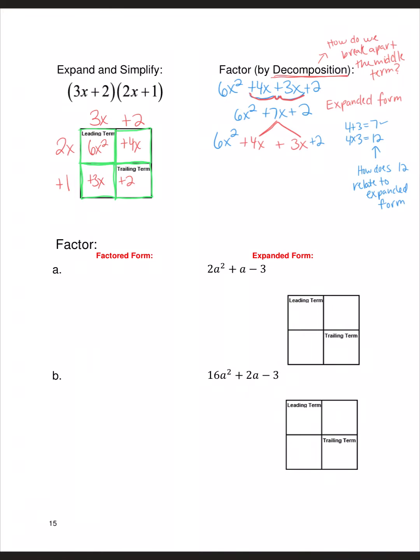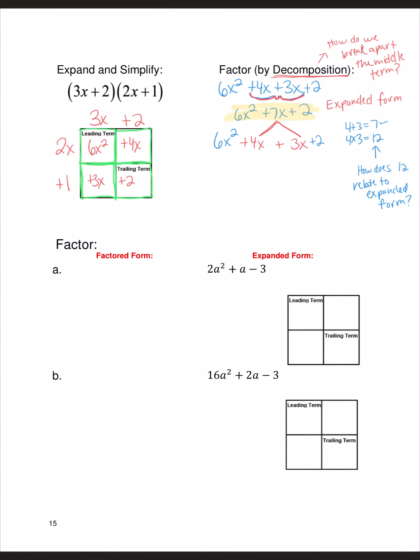So if you look back, we highlighted our expanded form right here, right? So here, I'll highlight that yellow. Our expanded form is here. So how does 12 relate to our expanded form? Could you see any part of the numbers there that we could somehow relate to 12?